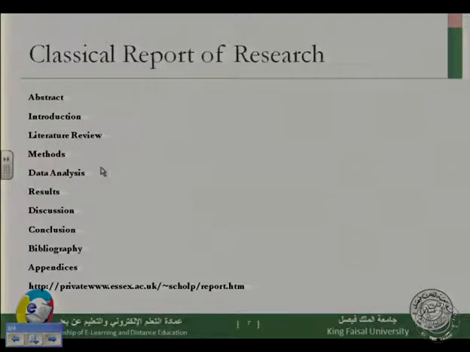The abstract is a summary of your research. If I read your abstract, I know what you did. I know your results. I know the most important information about your research. I don't need to read your whole thesis or your whole article. From an abstract, you can know what this research is about, what was involved, and its results.